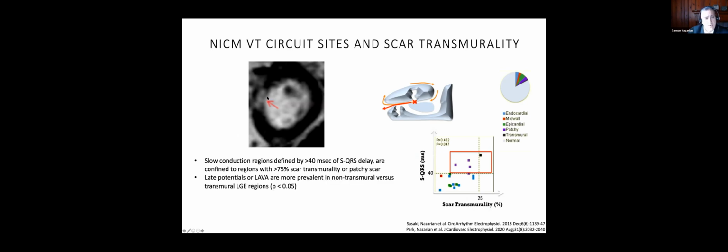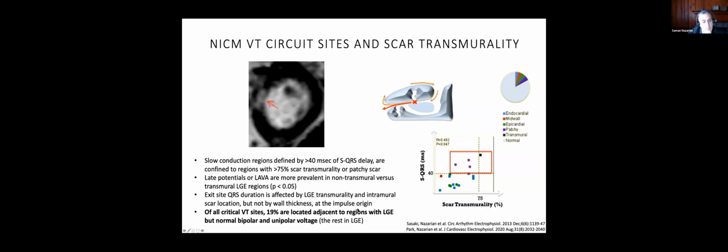So those regions are important to look at. One thing to note is late potentials are more prevalent in non-transmural versus transmural in non-ischemic cardiomyopathy. And your exit site QRS duration is affected by LGE transmurality and intramural location, but not by wall thickness at the impulse origin. This went against what was in my mind when we started that study. I thought the wall thickness would significantly affect the exit site QRS duration, particularly on the epicardium, but that is not the case.